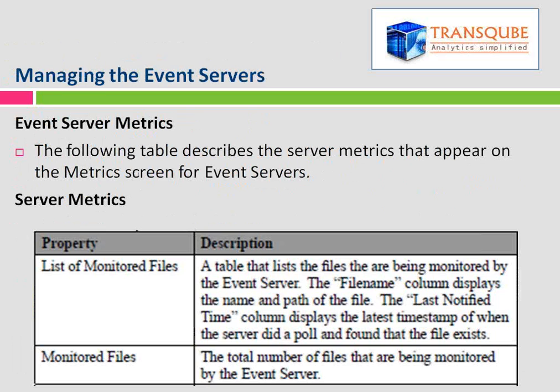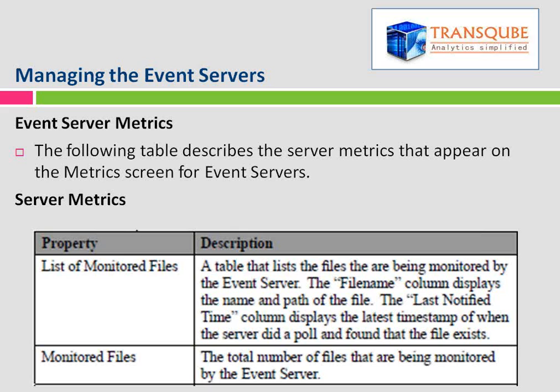It also has the matrix list of monitored files. It gives you the list of files which have been monitored in the directory, or the list of files that the events have started looking for and monitoring. The column also displays the name and path of the file. The last notified time displays the latest timestamp of when the server did a poll and found that file's existence.